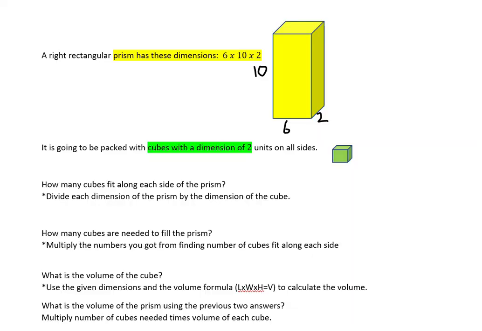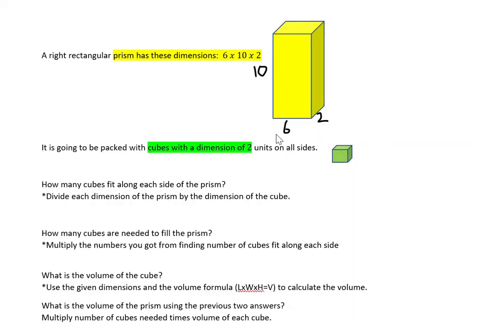So a right rectangular prism, like a rectangle, the length and width could be different. So we have the length, width, and the height. But then we're going to pack it with cubes, and cubes have the same dimension on all sides. So let's just use whole numbers to represent the length, width, and the height to understand the problem.